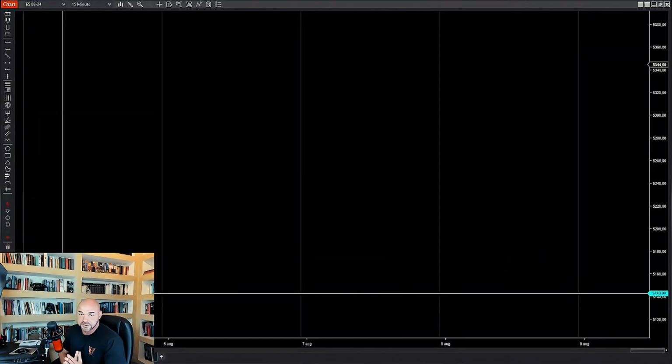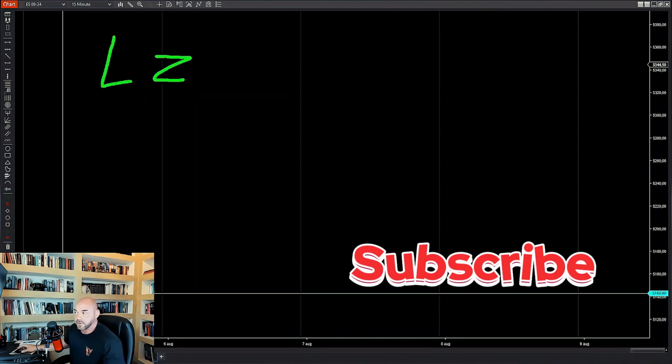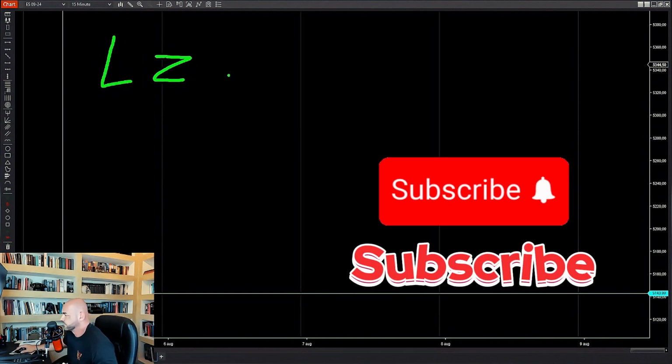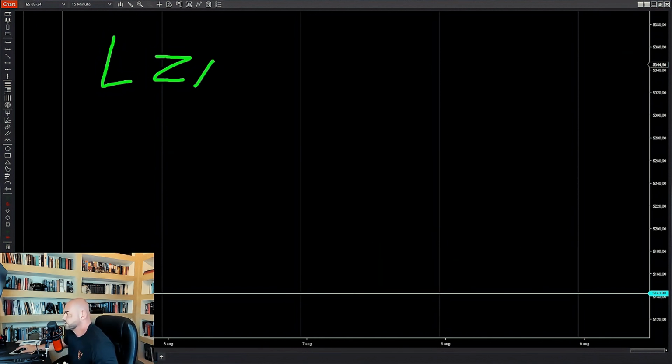So let's first understand liquidity zones. Liquidity zones are areas on a price chart where there's a lot of buying or selling activity likely to happen. These zones represent price levels where there is a high concentration of orders, making them key interests for traders. So here's how it works.